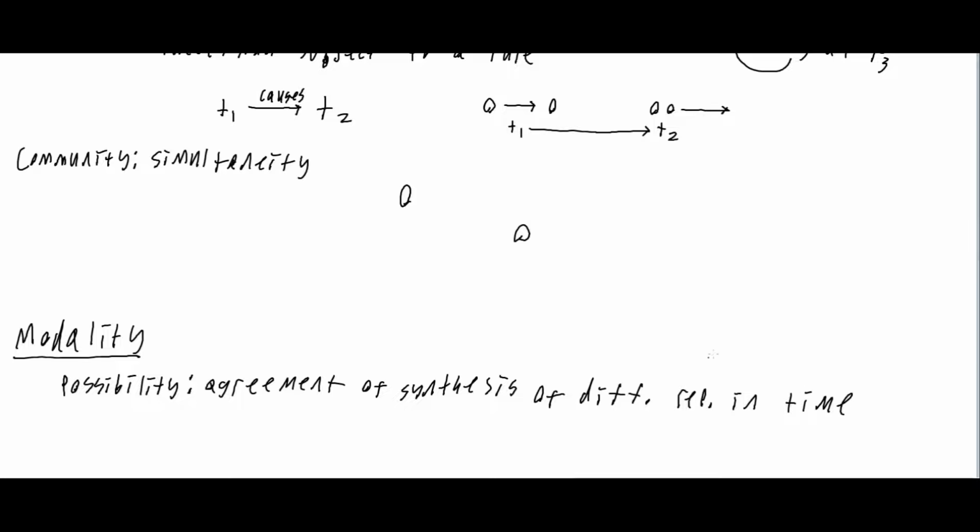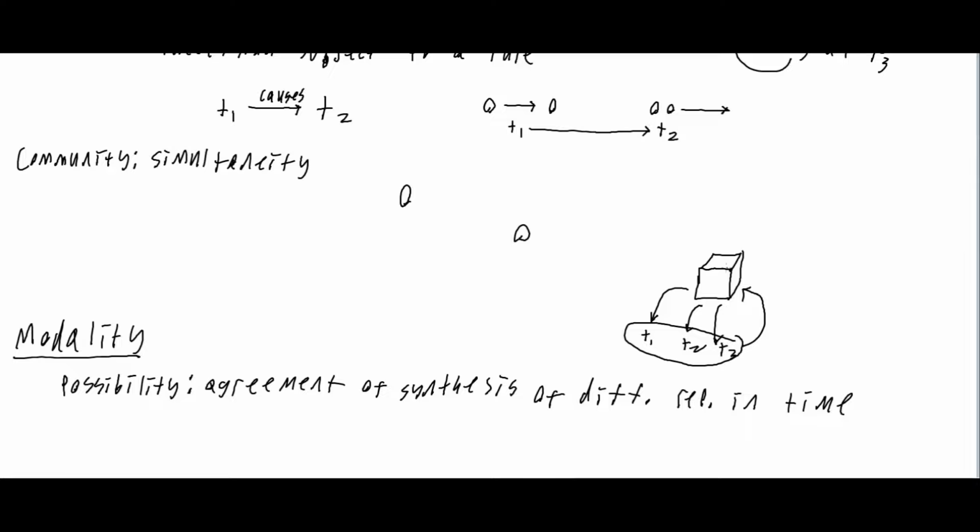And so that's that thing I was talking about before, where if we have some object in our intuition, so this representation of an object, we are seeing it at time t1, we're seeing it at time t2, we're seeing it at time t3. And so the agreement of the synthesis is where we take all of these things together and synthesize it into this single object.